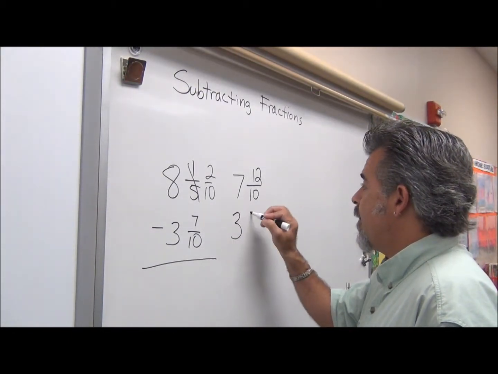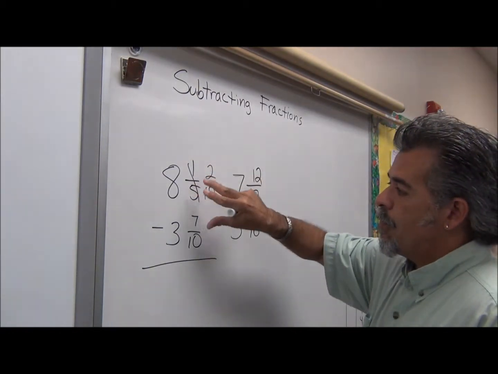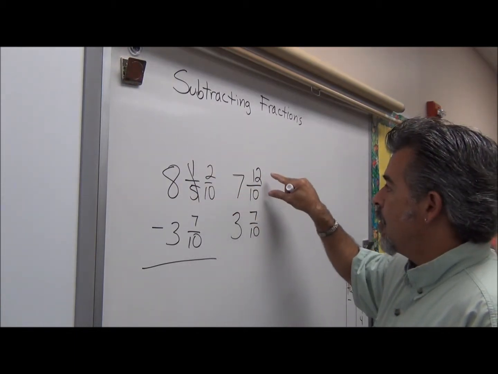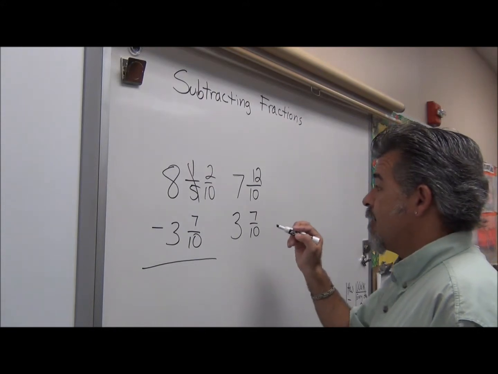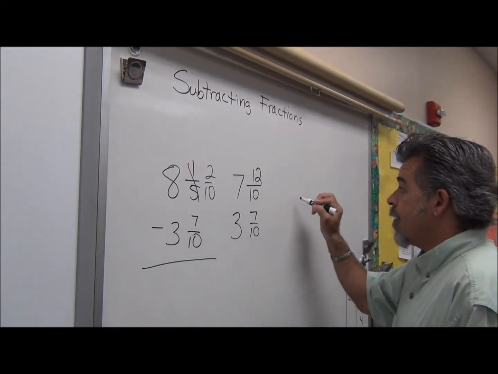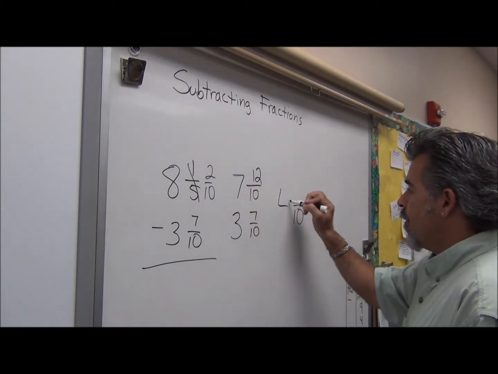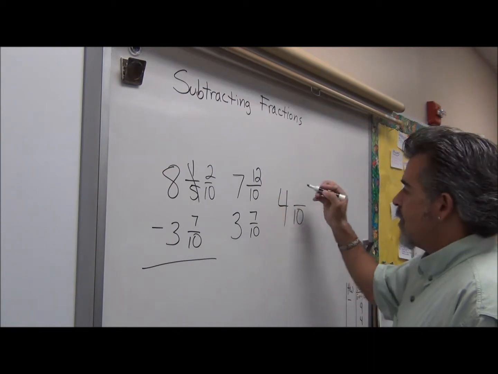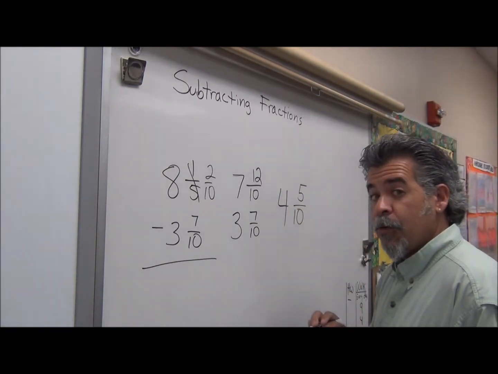Now you have 3 and 7/10. So remember, in order to be able to subtract this, all I had to do was rename 8 and 1/5 to 7 and 12/10. Now I can subtract. My denominator is going to stay the same. 7 take away 3 is 4. That's going to be my new whole number. 12 take away 7 is 5. Am I done? Close.